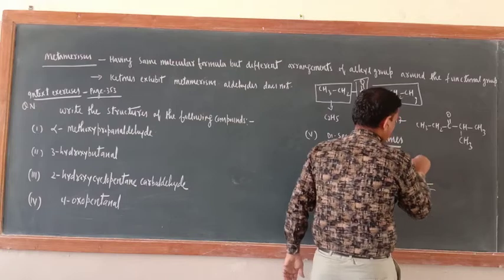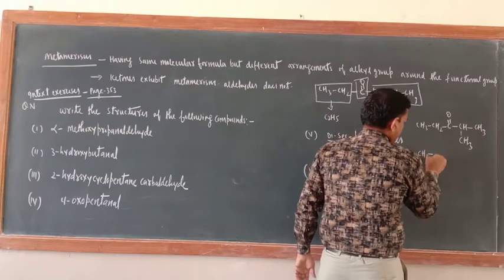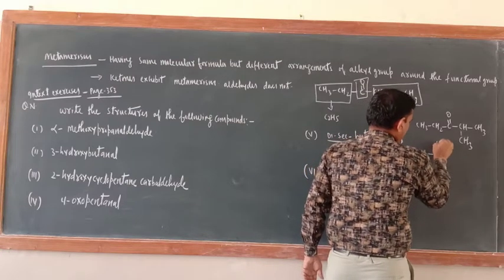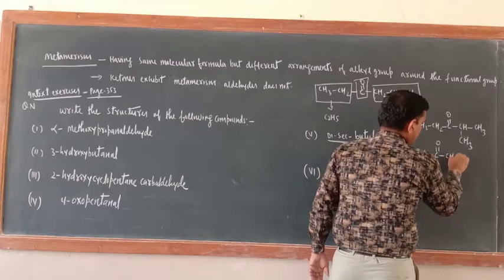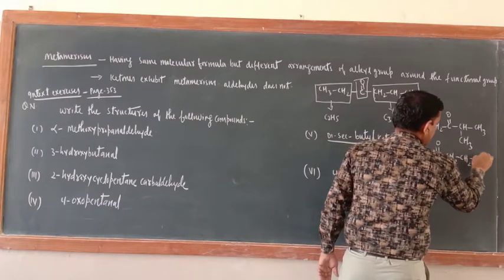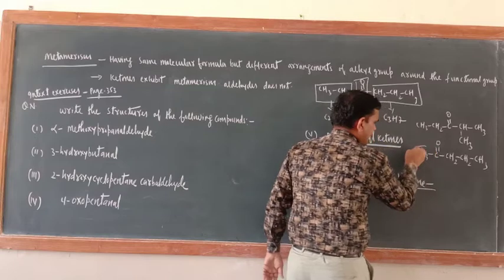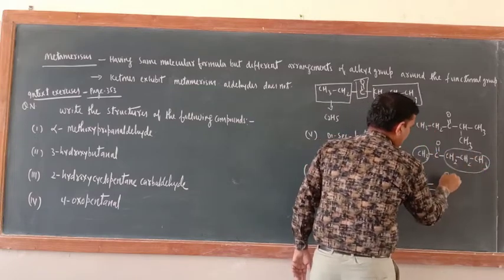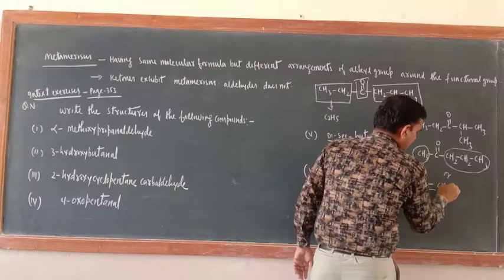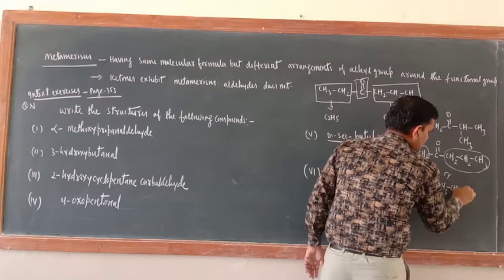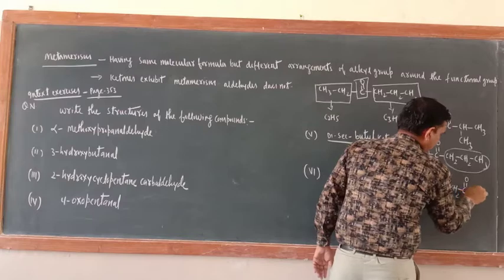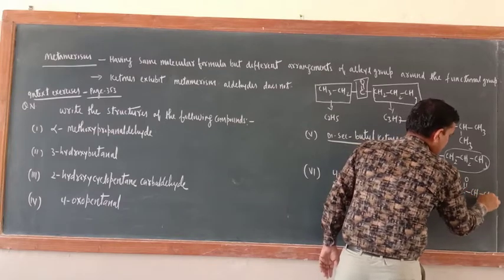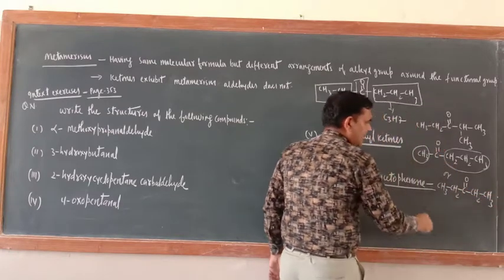One more example. See, CH3, C double bond O, CH2, CH2, CH3. Now one side is methyl, the other side is a propyl group. This can be written like that also: CH3, CH2, C double bond O, CH2, CH3. Correct or not? Just see.